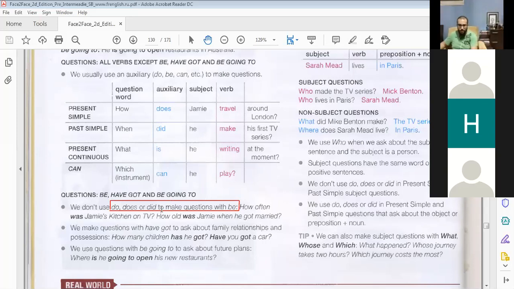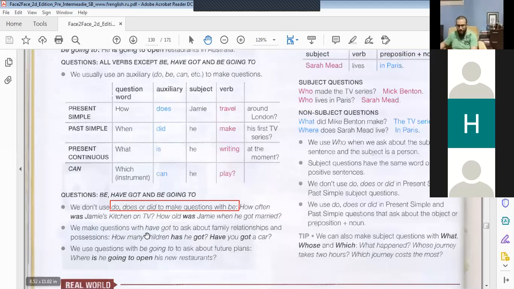So this is the only thing we didn't answer. This is the reason why in this question, how often was Jamie's kitchen on TV, we can't use do, does, or did, because they're from a completely different family from verb to be. Okay. Let's see, any other points? I think we answered this correctly.